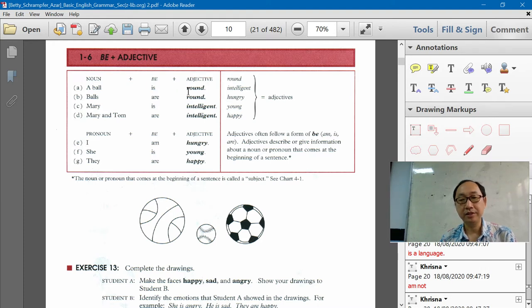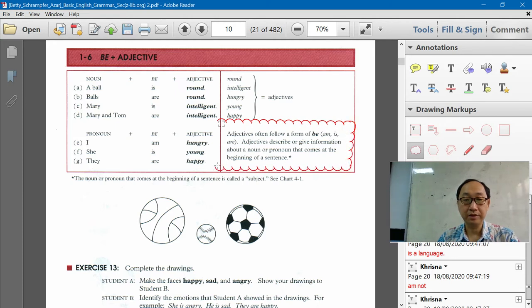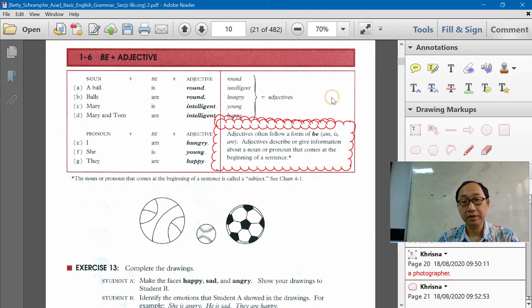Now, adjectives often follow a form of be. An adjective describes or gives information about a noun or pronoun that comes at the beginning of the sentence. So this is the function of adjective. Jadi adjective berada pada posisi setelah verb. Dan adjective memberikan informasi tambahan tentang noun atau pronoun. Pronoun adalah kata ganti orang.